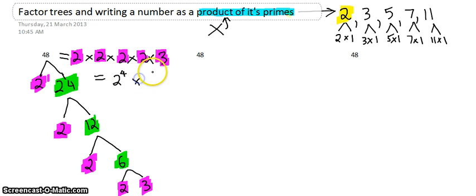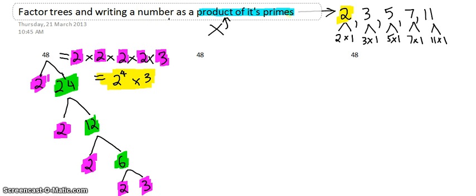And then we just write our times 3 on the end like that. So that would be our answer there. When it says write the number 48 as a product of its primes, that's what we're looking for. You'll need to do a factor tree first. Doesn't matter how you do it, and we'll look at another way of doing it shortly. And then you need to write it like this as a product of its primes. 2 to the power of 4 is 16 times 3 is 48.